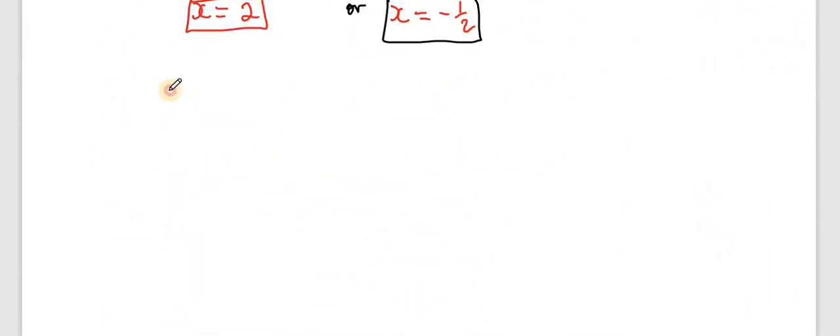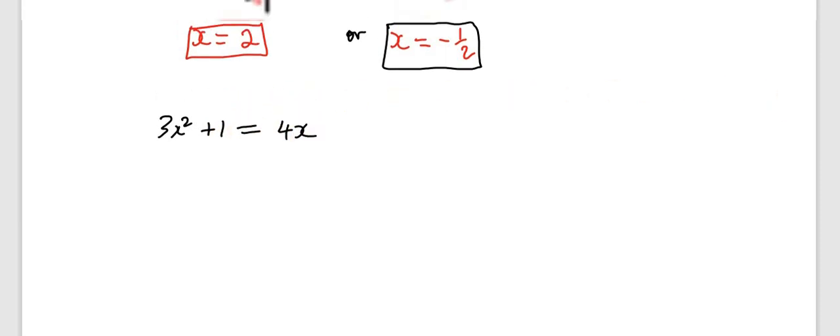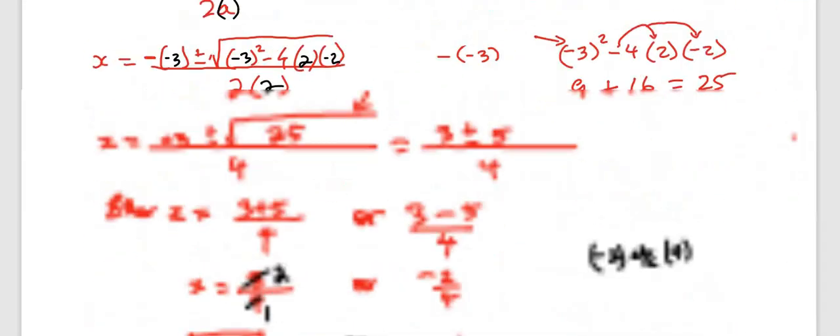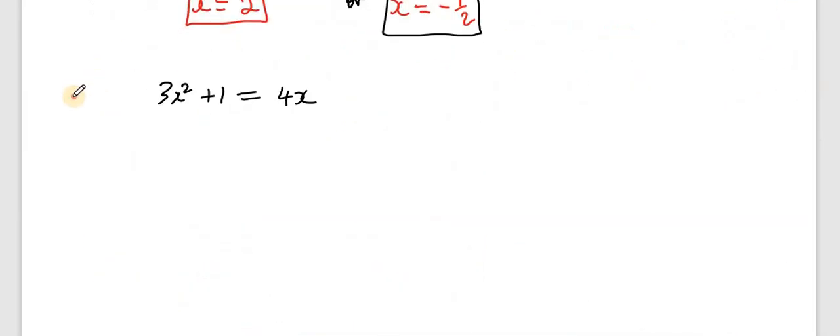Let's look at the next one. 3x squared plus 1 equal 4x. What do we do there? Let me double check to make sure we have that one correct. 3x squared plus 1 equal 4x, yeah. Okay, that's part 2. What do we do here? If you remember the steps.